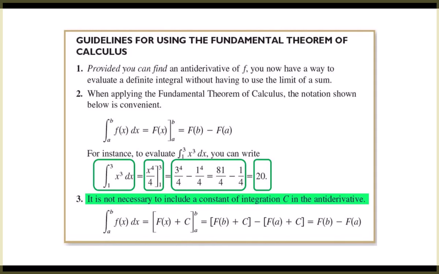Why don't we replace x with 3 but not 4 with 1? Because I'm going from 1 to 3. So it's 3 to the 4th. My interval is 1 to 3. And that just gives you the answer.